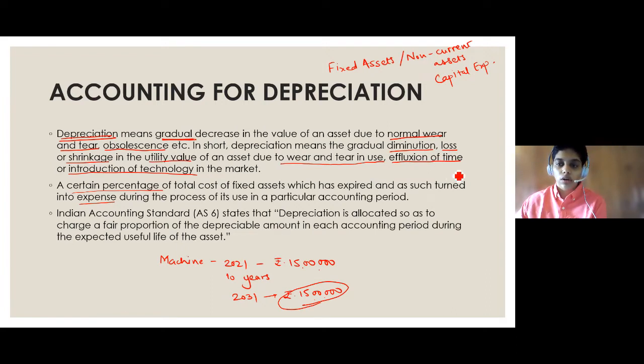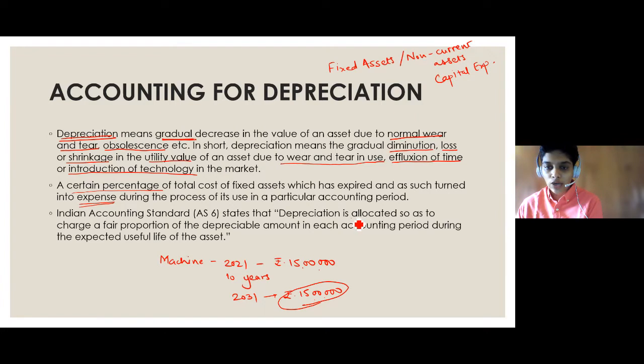So depending on how long you plan to use an asset or how long you estimate that asset to be in use, a certain percentage of the asset is going to be charged every year or during every accounting period as an expense and thus removed from its cost as depreciation. So there is an accounting standard AS6, and in that they have stated that depreciation is allocated so as to charge a fair proportion of the depreciable amount in each accounting period during the expected useful life of the asset.